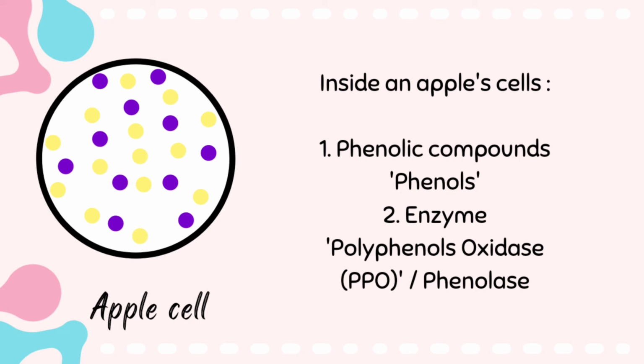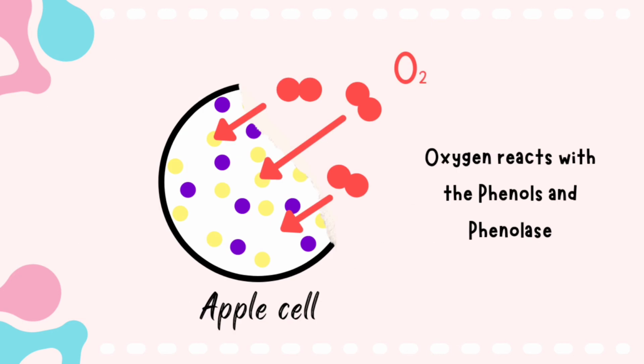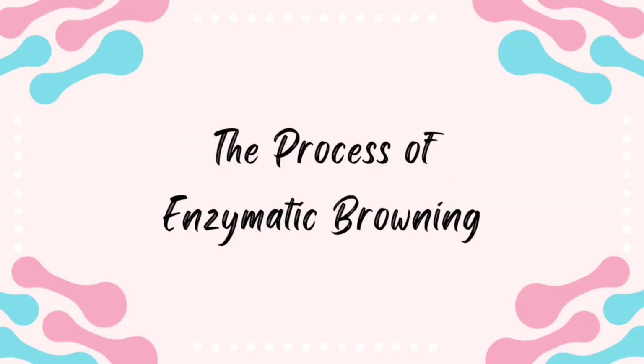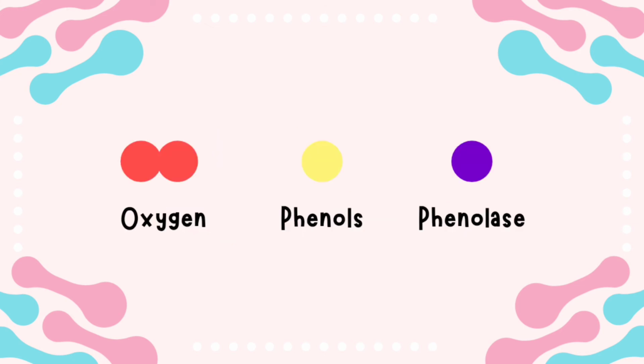But when you cut or bite into the apple, you cause cell damage, and cell damage is what brings phenolase and phenols together. By cutting or biting, we also expose the apple cells to the air, which contains oxygen. The combination of it will trigger the oxidation reaction. The process is called enzymatic browning, which requires three things to activate. The first is oxygen, the second is phenols, and the third is the polyphenol oxidase or phenolase enzyme.